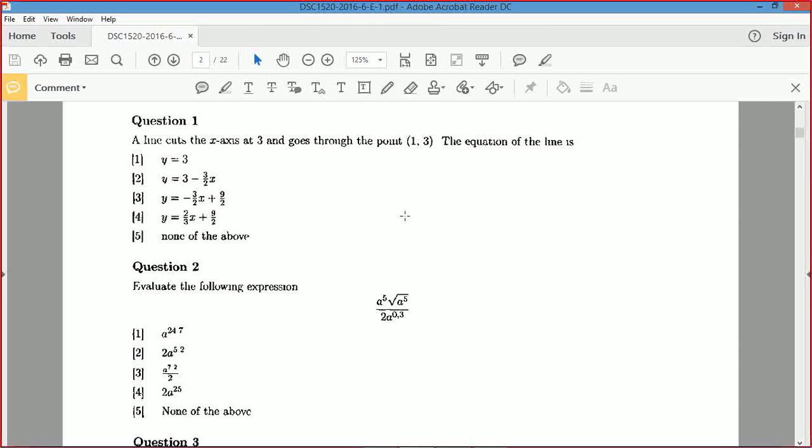Okay, well, what's the focus? Just give me the focus. I'll give you all the equations. The equation of the line, so it's looking for the equation of the line.